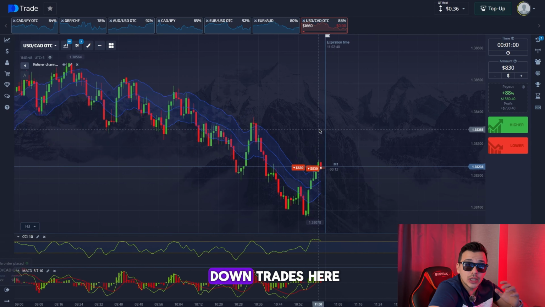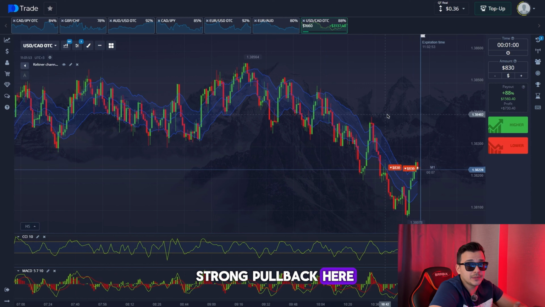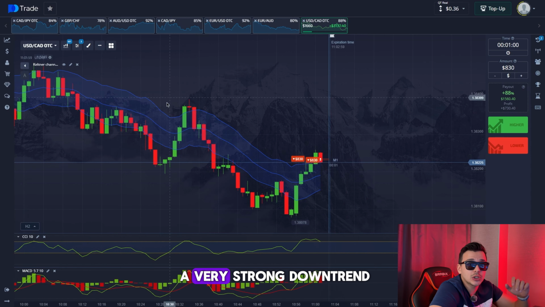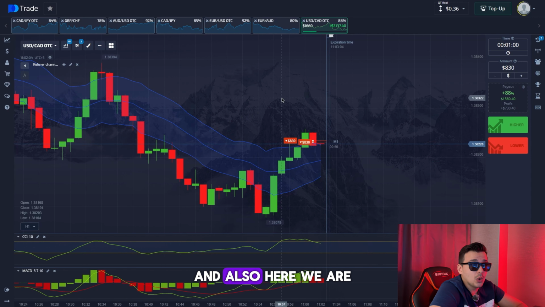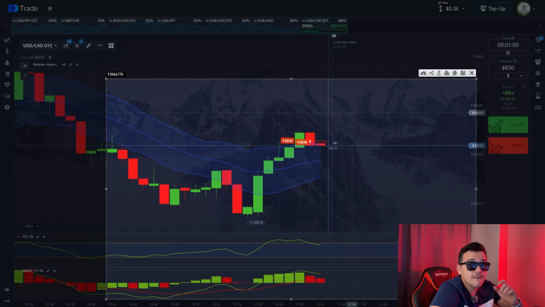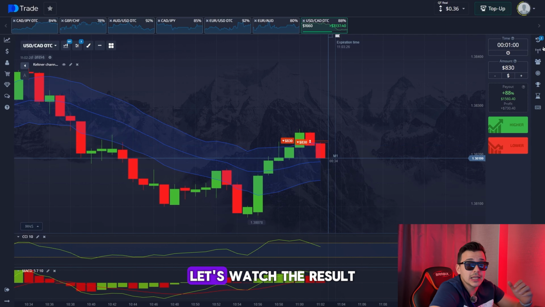And let's open two down trades here with the strong downward momentum. We had a very strong pullback here. It looks like we had a pullback a few times earlier, and then we had a very strong downtrend forming here again. And also here we are guided by the volumes that were shown on the histogram. Very good volumes. There was also an exit from the overbought area from the top down. A new local high formed after this pullback. Next, I think the dynamics of the movement should go down. Let's watch the result of these trades.